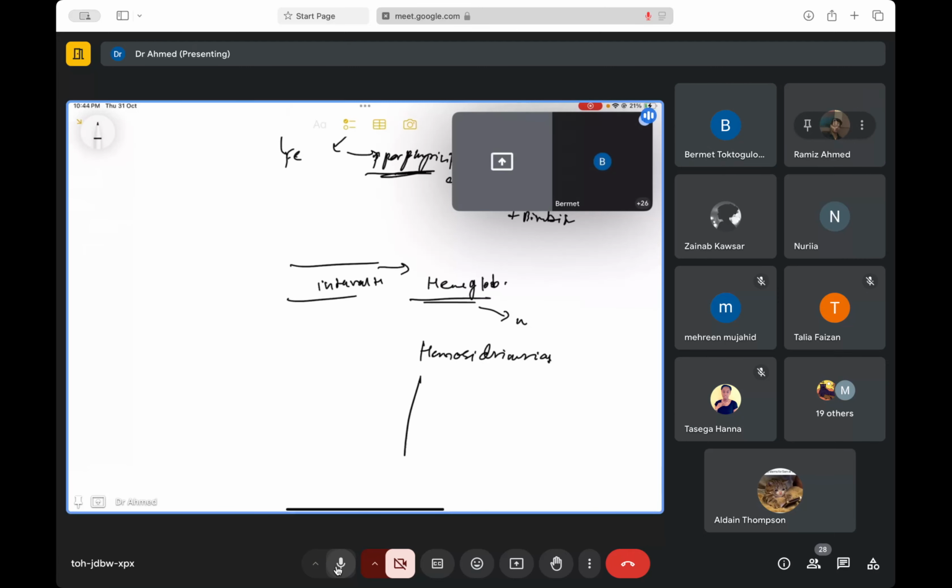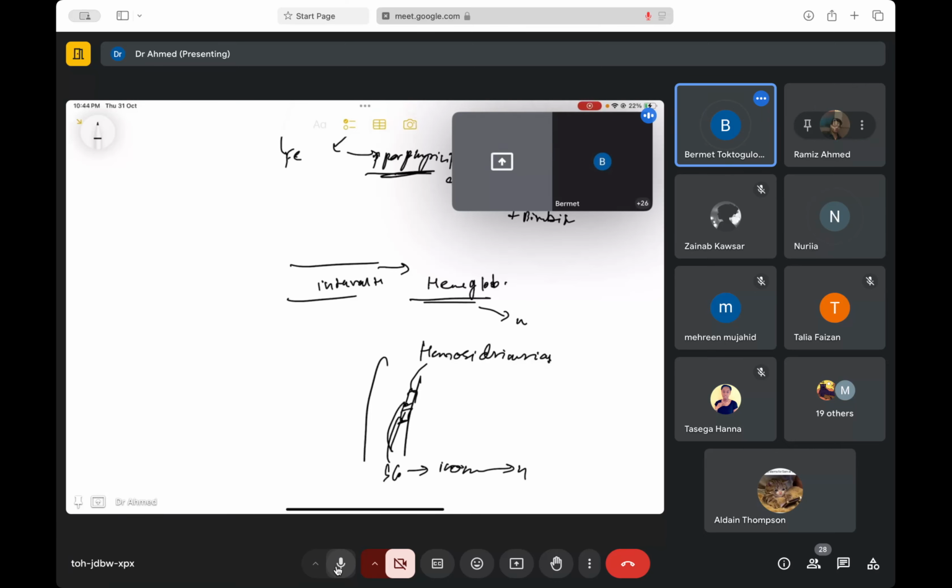Iron. Yes, this iron can go into your renal tubules, and whenever these renal tubules slough off, you can see these iron casts in your urine. Basically, it indicates hemosiderinuria.